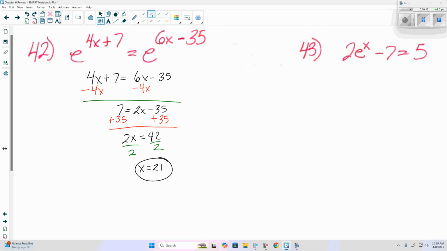So for this, the first thing we can do to get e by itself is to add 7, because negative 7 plus 7 is going to cancel, telling us that 2e to the x is equal to 12. E to the x, that base to a power, is not by itself. So we can divide both sides by 2 to get e to the x, e to whatever that power is, by itself. And that takes care of the first main step in solving here.